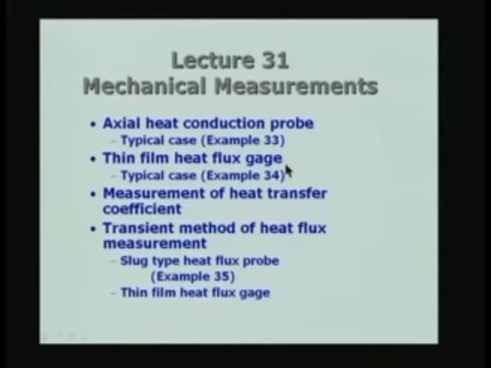Subsequently, I will look at again a gauge in which the temperature gradient, or the temperature profile or temperature field, and the heat flux are again parallel, and this is in the case of a thin film heat flux gauge, and example 34 will indicate the kind of performance we can expect from a thin film gauge.